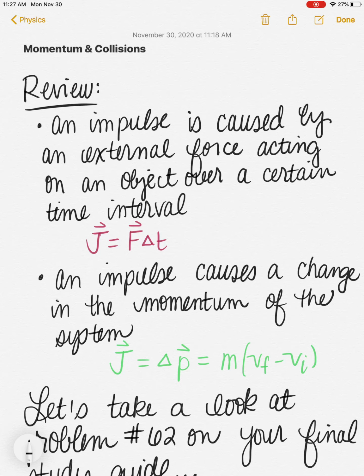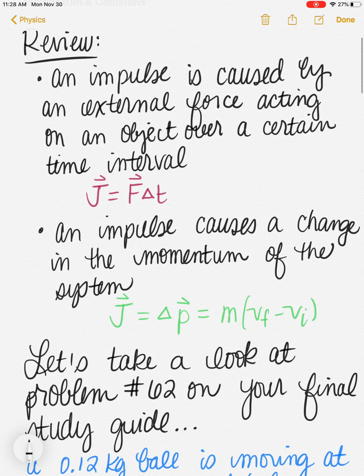Hello, today we are going to discuss momentum and collisions, which is part of chapter 9 in your textbook for physics. So before we can get started with momentum and collisions, we need to review a few key concepts that we've already covered. The first review statement that we have is that an impulse is created by an external force acting on an object over a certain time interval.